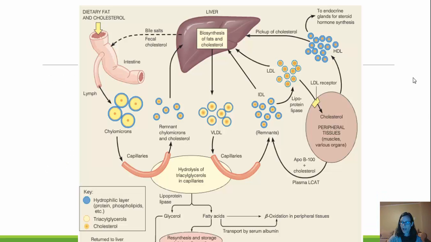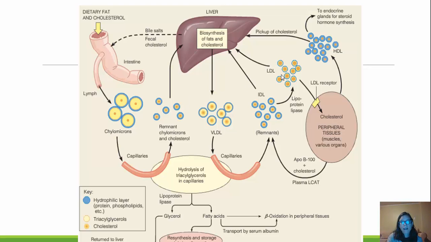Okay, so this is just an overview of everything we talked about. Let's go through this real quick. We have our dietary fat and cholesterol packaged into chylomicrons. Remnants of chylomicrons are delivered back to the liver. Then we have our endogenous synthesis of triglycerides and cholesterol, which are packaged in VLDL. These can be converted to IDL, and the IDL can either go back to the liver or be converted to LDL through lipoprotein lipase.